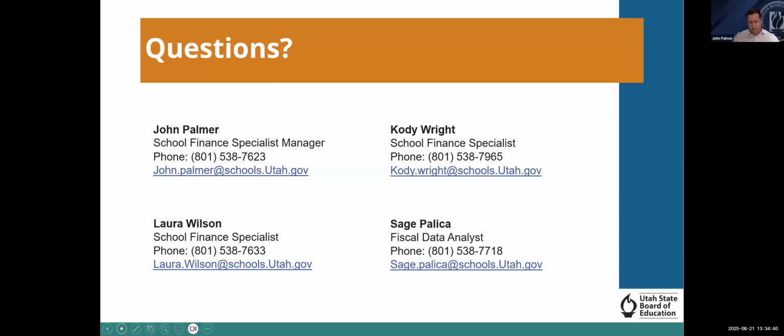The actual indirect cost rate proposal is not due until the end of December. So the CFR mandates December 30th, or 6 months after the end of the fiscal year, is when you need to submit those. But USBE has the due date at December 15th, a couple weeks before that federal due date, just to make sure everybody's in. So the proposal itself is due December 15th. Almost 90% of it is from your actuals file that you'll submit in October.